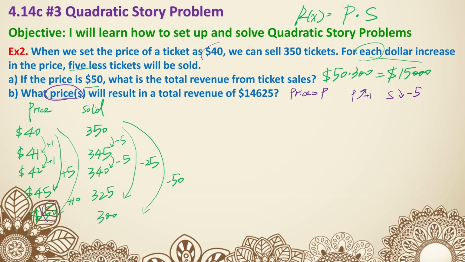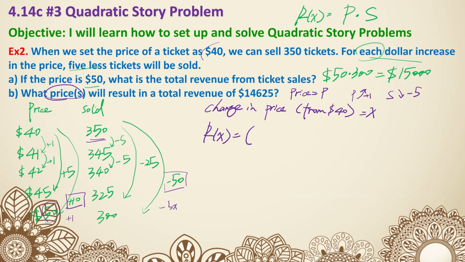That's where things become a bit more complicated. For example, for $50, you need to figure out that you added 10, and then the tickets sold is going to be -50 from 350. So the relationship is not directly with the price or the units sold. The actual relationship is built upon the changes in the price and the changes in the units sold. So we are going to set our change in price from 40 as our X, because the change is easier to work with: when X is 1, on this side it's going to be -5X. So that's the relationship.